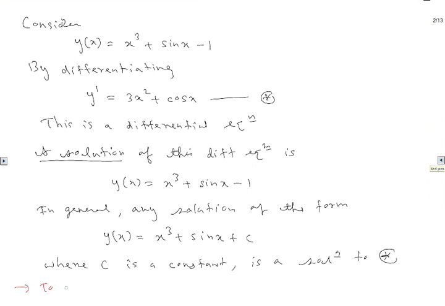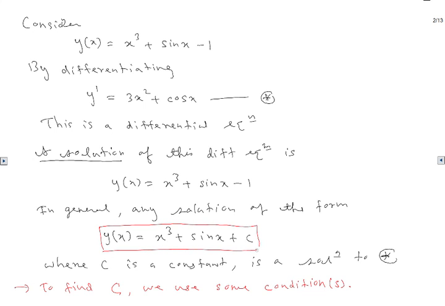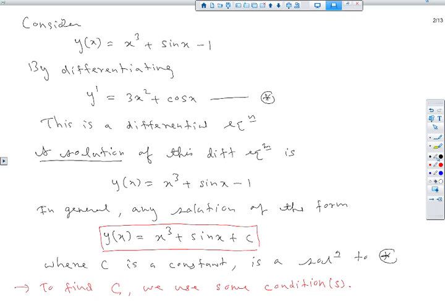So, to find c, we use some conditions. It depends on how many constants we have. But you normally get this as the solution. So let's have a look at this situation, how we can do it and when you can just integrate and get the solution. So let's look at this in two different ways.